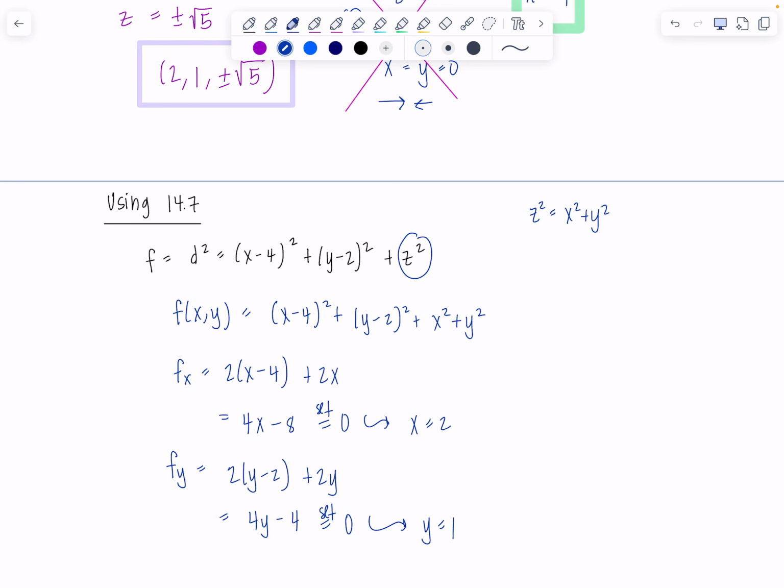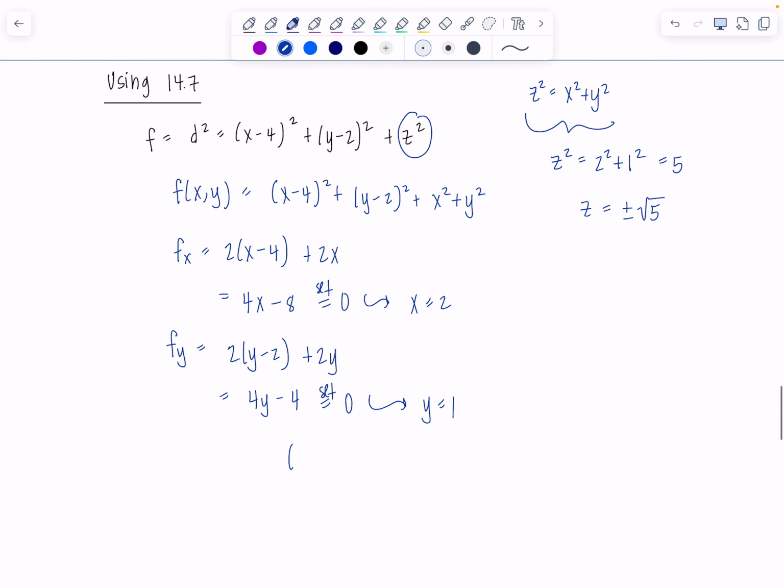So x is 2. y is 1. How do I get z? Just plug it in. So z squared is 5. So z is plus or minus. Yeah? Did it ask for the distance or just the point? Okay. So then that's it. So the points are 2, 1, plus or minus root 5.